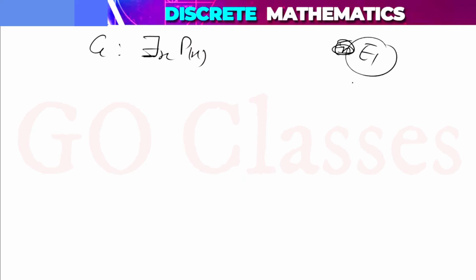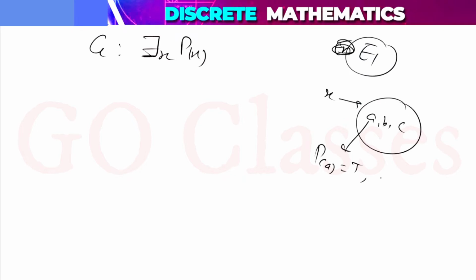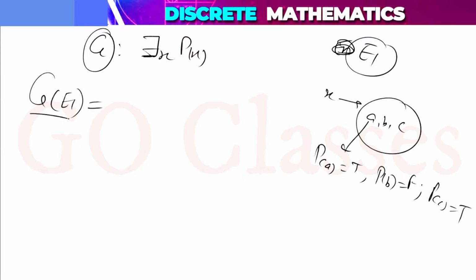Let me give you environment E1. This is the environment where the domain of x is a, b, c, and the interpretation is that the value of PA is true, the value of PB is false, and the value of PC is true. Now tell me, in this environment E1, what is the value of G? You can very easily answer that it will be true.